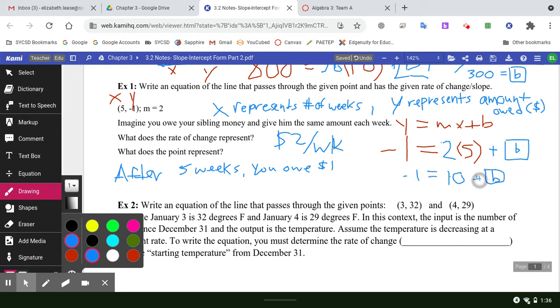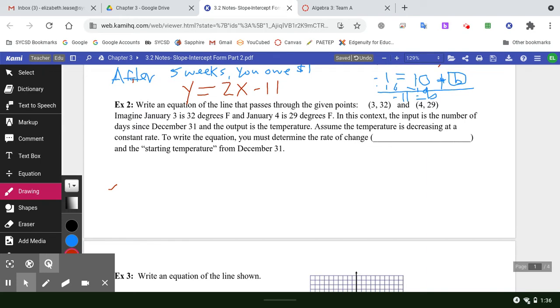So you must have owed them $11 in the first place. And I can see that by subtracting 10 from each side. And when I solve for b, I get -11 equals b. Therefore, our final equation is y equals 2x minus 11.